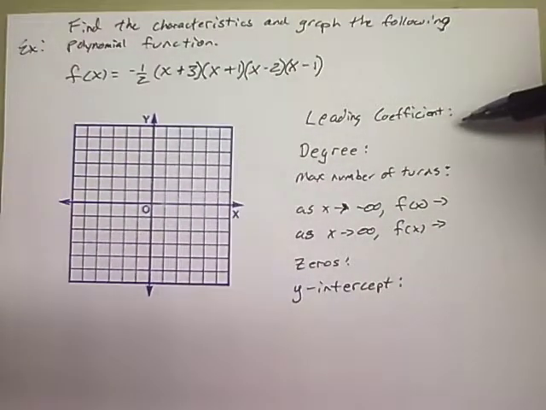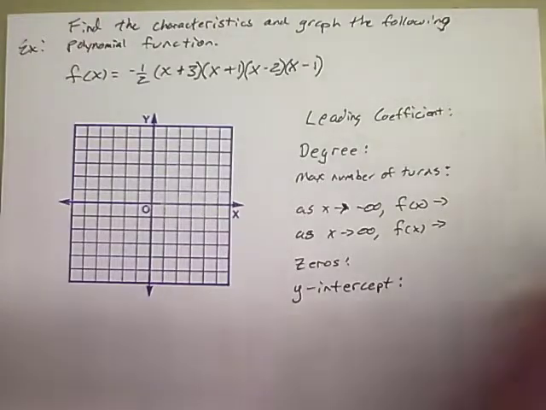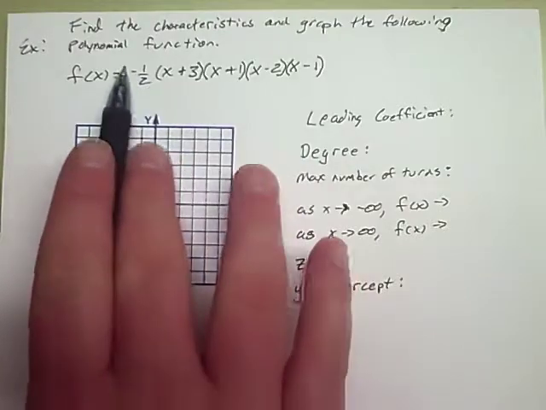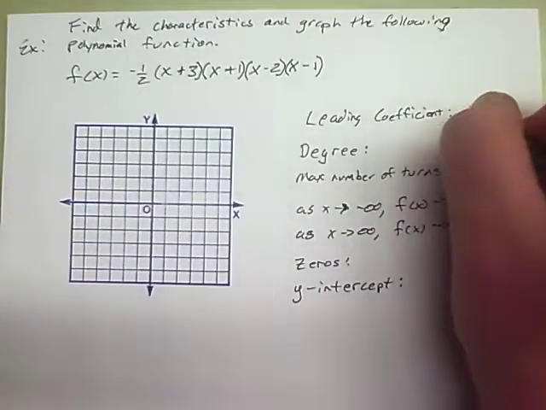All right, so the leading coefficient. Now, the leading coefficient, that's the number in front of all the factors. Well, here I have my factors, and the number in front of all those factors is negative 1/2.